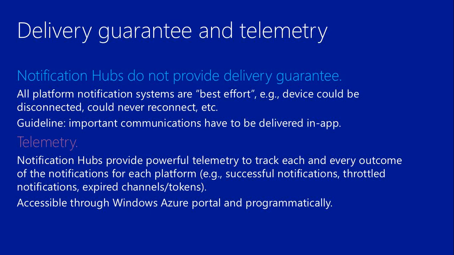Telemetry. Notification hubs provide powerful telemetry to track each and every outcome of the notification for each platform. So if you're sending notification to different platforms and different devices, there can be scenarios where notification is successfully reaching, or notification is throttled, or the channel is expired, or there has to be someone who keeps a track of all this. So Notification Hub provides a very powerful telemetry. You can access it through Windows Azure portal, and you can also access it programmatically.